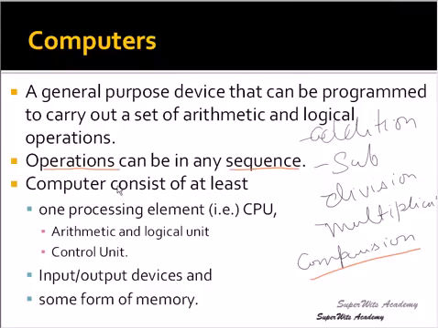Then the next thing is that every computer consists of one processing element, which is generally known as CPU, also known as central processing unit. Now this central processing unit further consists of two things. One is the arithmetic and logical unit, and one is the control unit. Now these two units have very different types of work, right? This unit is only responsible for performing operations, that is addition, subtraction, division, multiplication.